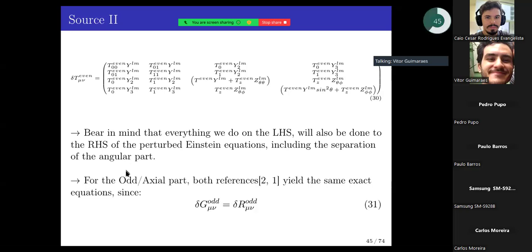So for the odd/axial part, both references yield the exact same equations, since this is completely equivalent. Berti constructs this tensor and Valeria constructs this tensor here, but in the odd case they are completely equivalent, because the odd perturbation is composed strictly of off-diagonal terms in the line element.